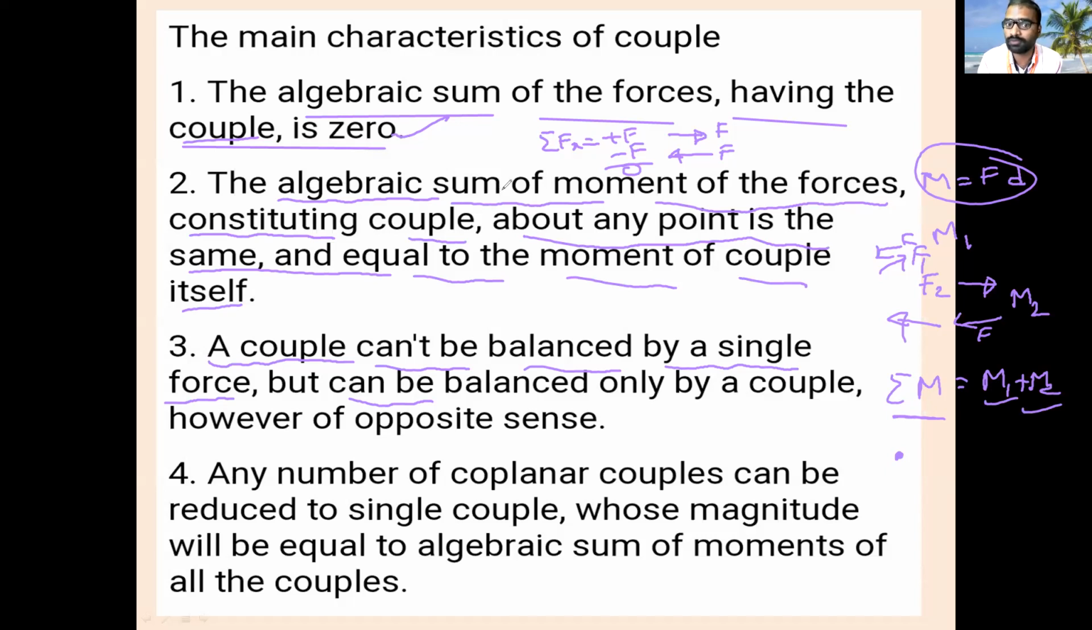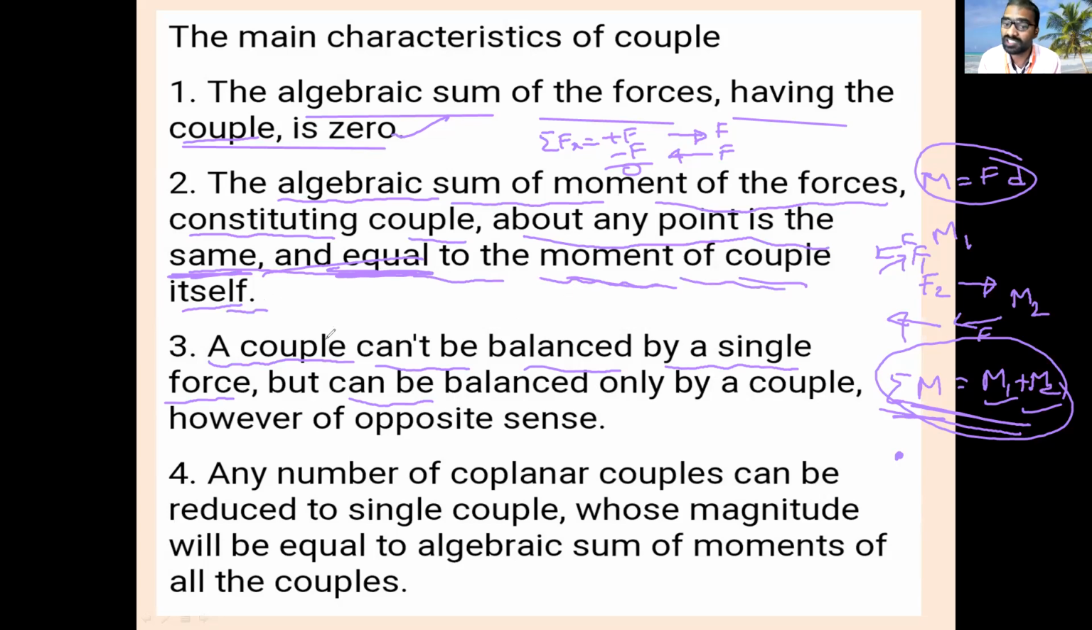See, the algebraic sum of the moment of the forces constituting a couple. The forces which are constituting a couple, that is equal about any point, is the same and equal. This point is important. So this is algebraic, important. It is the algebraic sum of moment of all the forces which are constituting a couple about any point, is the same and equal to the moment of the couple itself.